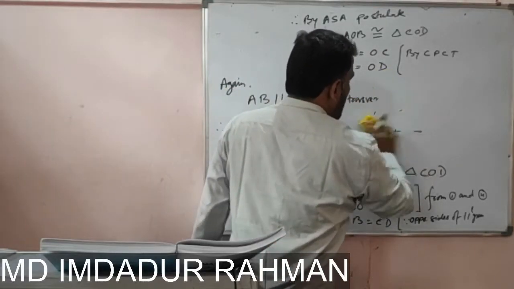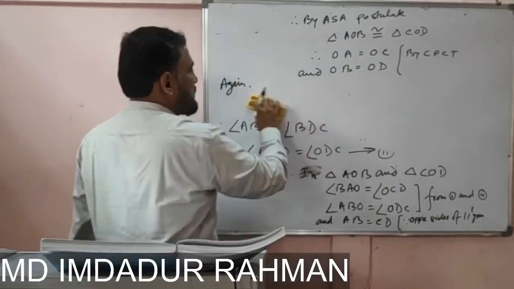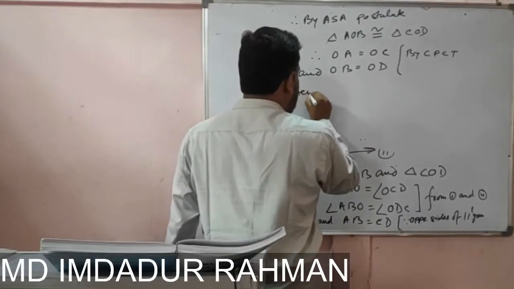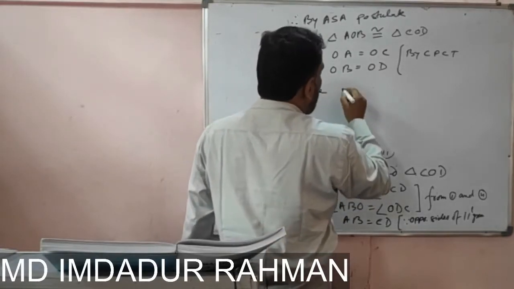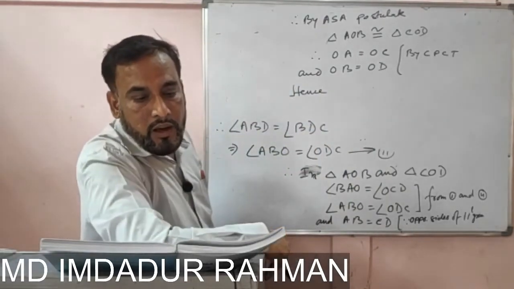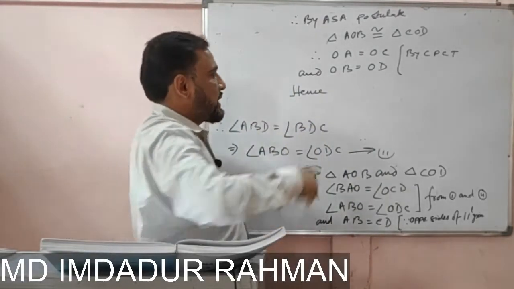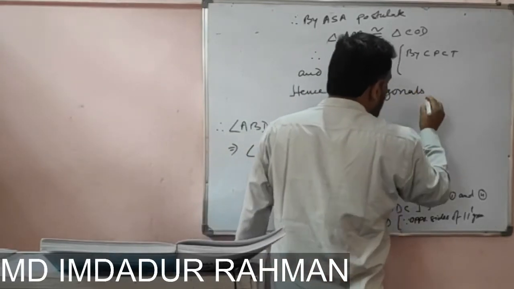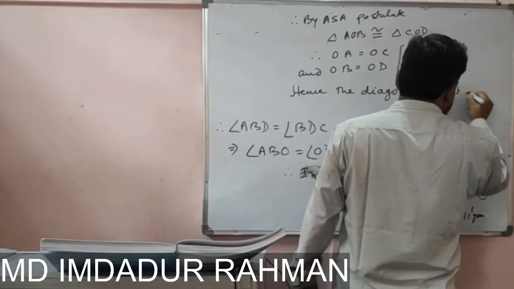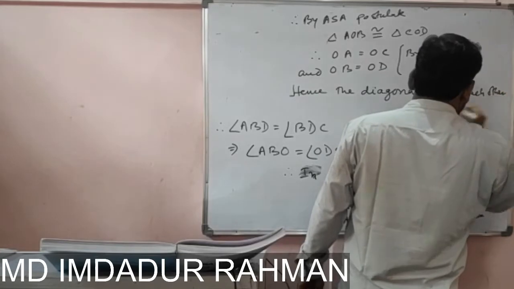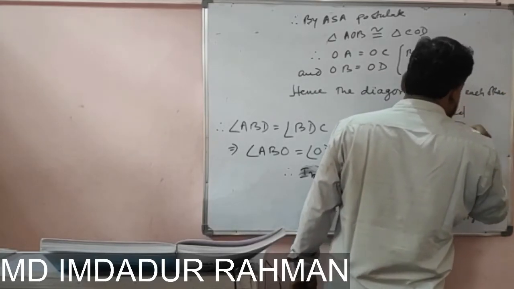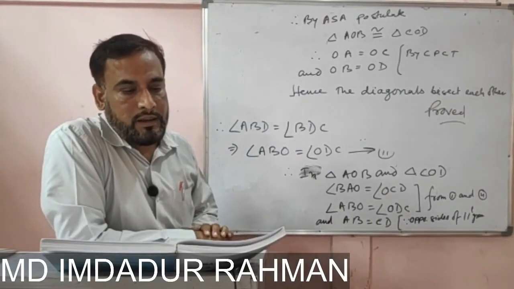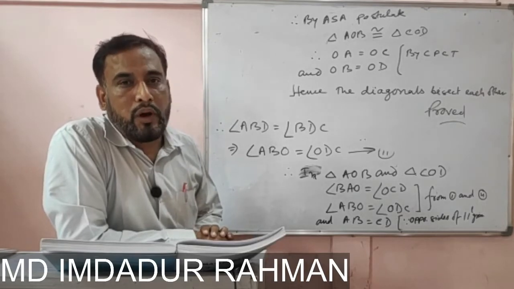Since corresponding parts of congruent triangles are equal, these two sides are equal, so we can say that, hence, what was your question? The diagonals of a parallelogram bisect each other. Hence the diagonals bisect each other. Proved. So here we proved theorem 8.6.